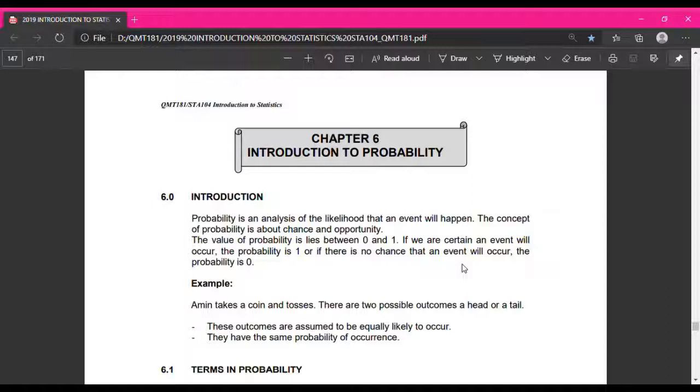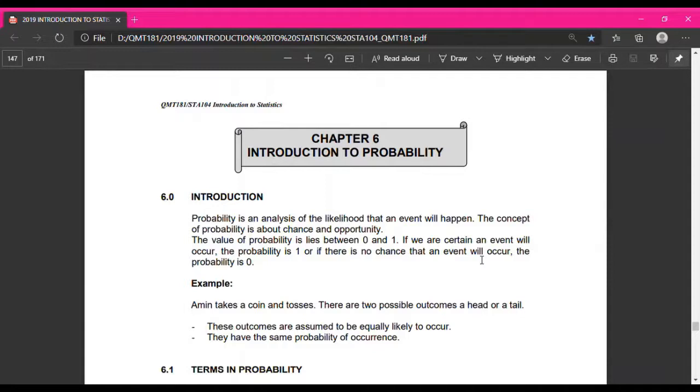Okay, Assalamualaikum. Today we move to the next chapter, which is actually the final chapter for this subject, which is the introduction to the probability. Okay, so what is the probability? So actually, I think you all dah belajar the basic of the probability in secondary school, right?